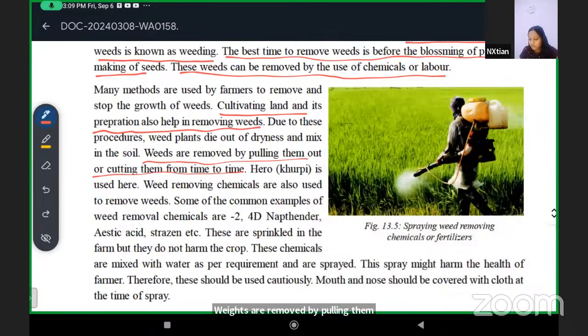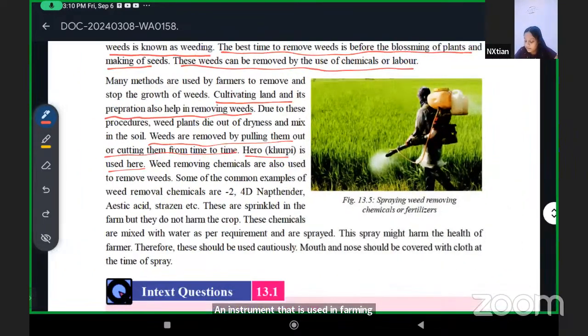A hero or khurpi is used here. It is an instrument that is used in farming. It's kind of like this, and it has a handle. This kind of thing is used to remove these unwanted plants.